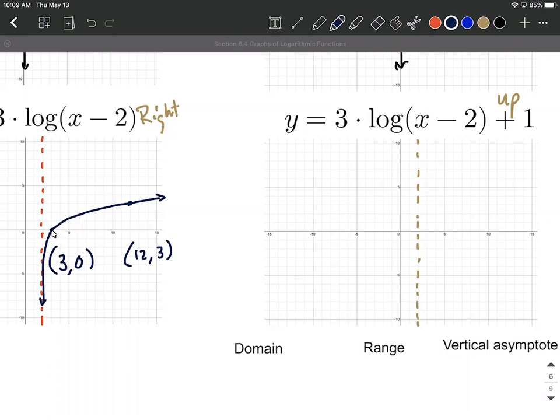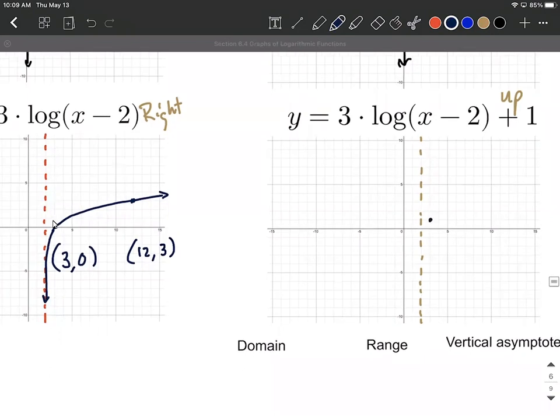So instead of 3, 0, it's going to move up 1. So it's going to be at 3, 1. I'm adding 1 to each one of these y values. And then 12, 3 is going to move up 1. That's going to go to 12, 4. Keep track of those key points. Everything else should track along and just move up as well. But focus on those key points. I find that to be the key to getting really good graphs on these.